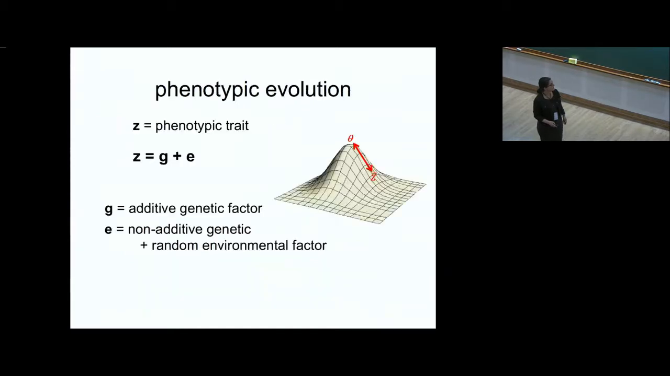Okay. So again, we want to study phenotypic evolution. We're following this phenotypic trait Z that has this additive genetic factor, and then E, which I'll just keep calling the environmental factor because I hate saying such a long thing, but you will remember that what I mean is non-additive genetic plus random environmental factor. It has all those things in it.